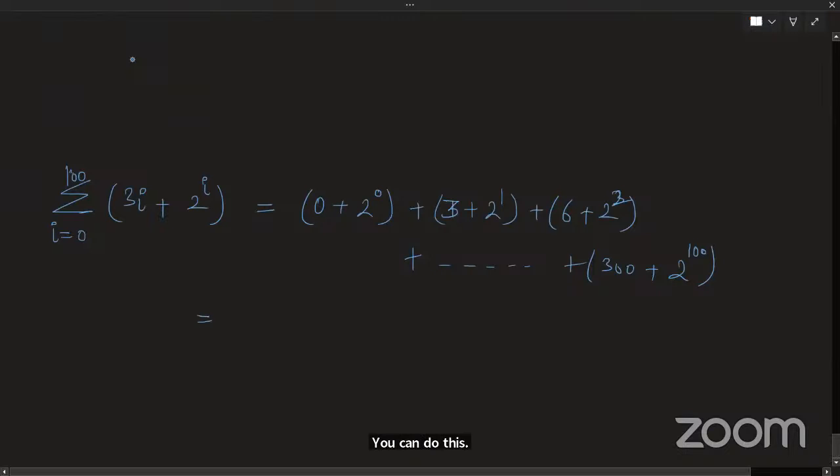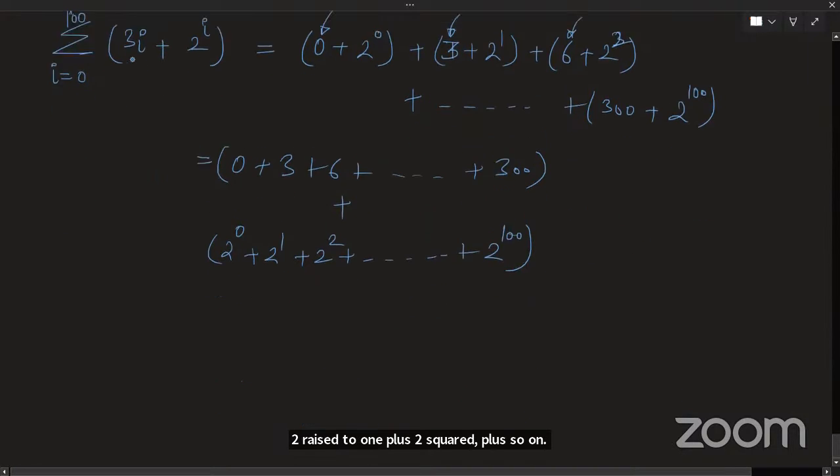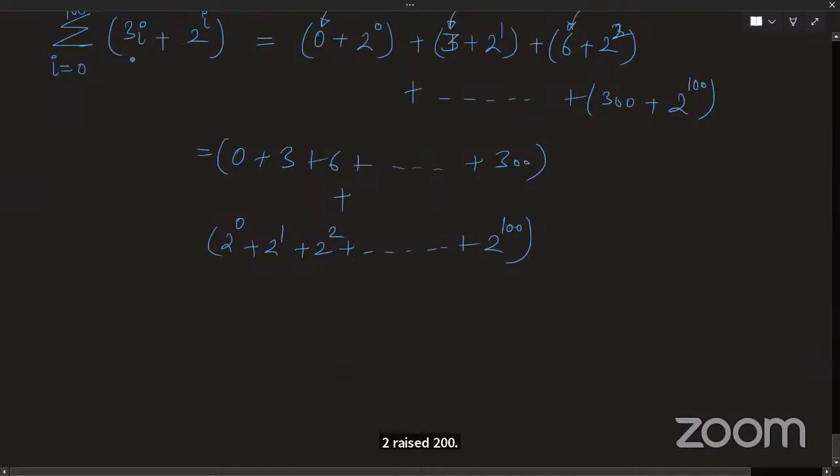Now what I am telling you is, take the first terms first and your second terms later. So it is 0 plus 3 plus 6 plus, and so on till 300, plus the second terms: 2 raised to 0 plus 2 raised to 1 plus 2 squared plus, and so on till 2 raised to 100. Can I write it like this? Right?